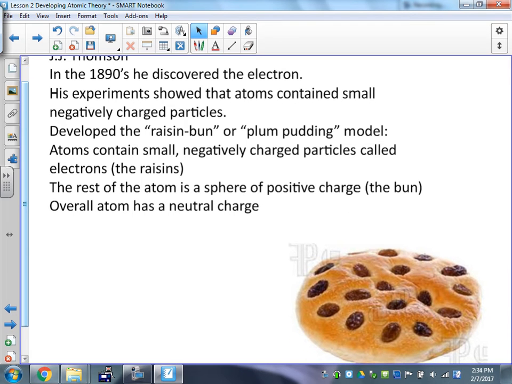His experiments showed that atoms contain small negatively charged particles. Those negatively charged particles were the raisins or the chocolate chips that you see there, and the positive sphere was that bun, or the cookie part.